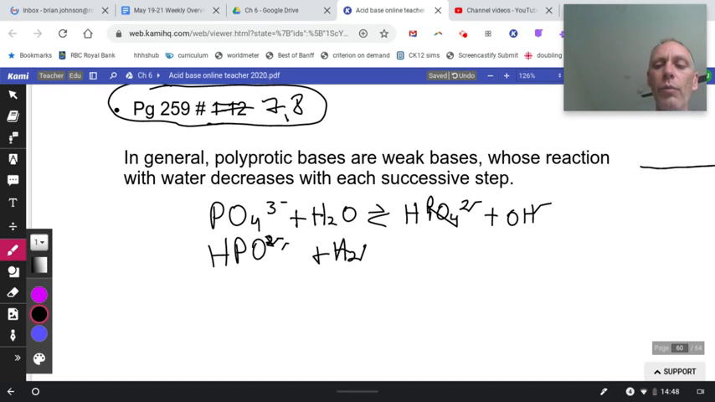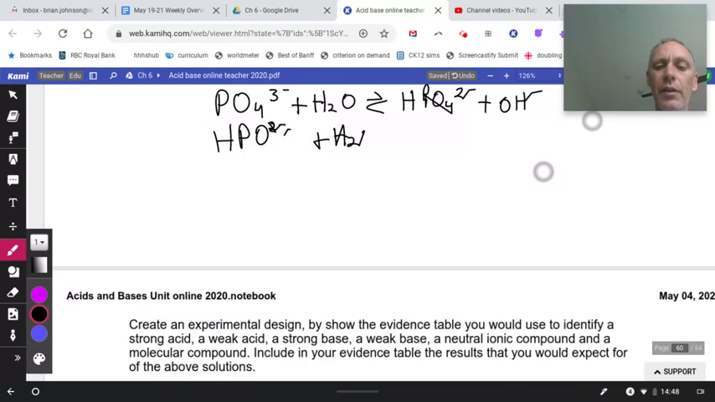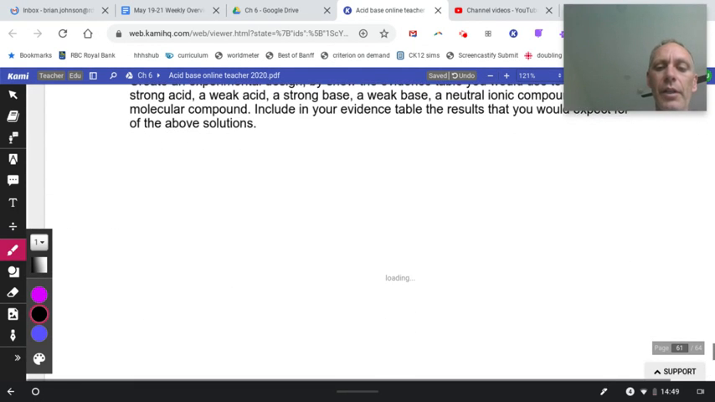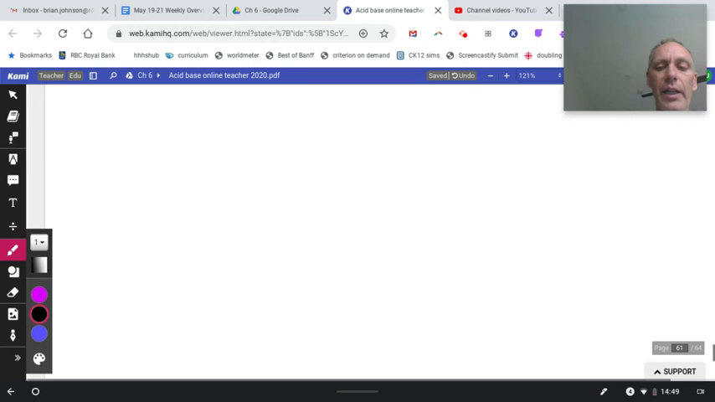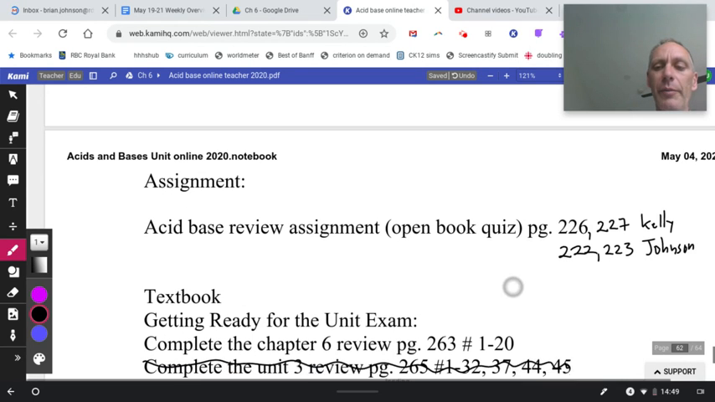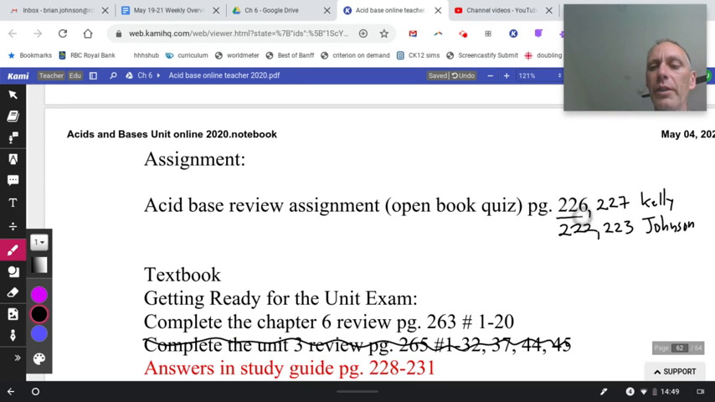And if you want additional practice on all of the chapter, there is in your study guide a review assignment, page 226, 227 for Mrs. Kelly and 222, 223 for Johnson. And I will put the answers on Google Classroom for that, so you can check. They're really good questions for you to do, and they'll help you to get ready for that final assignment, final test on Chapter 6.